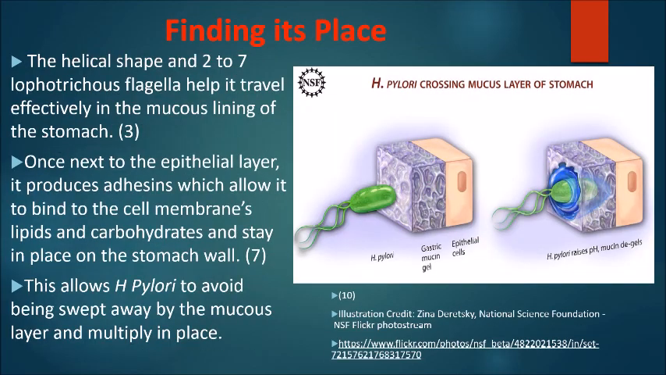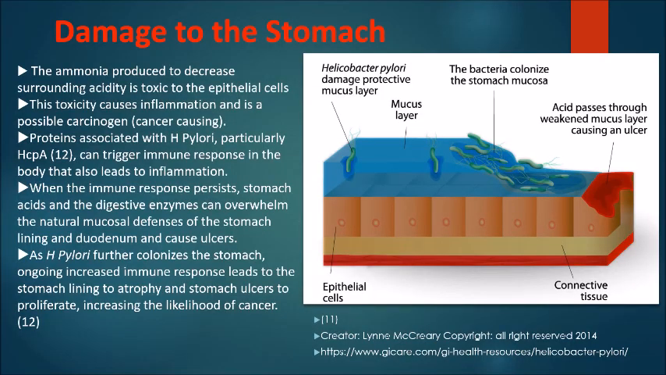It uses its helical shape and flagella to burrow into the mucus lining of the stomach. So it gets through the mucus and up to the epithelial layer. Once it's in the epithelial layer, it produces adhesins, which allow it to stick there and not get washed away. Once it is up against the stomach wall, it stays there and produces ammonia, which decreases acidity. The ammonia allows it to stay there, but the ammonia also is toxic to the epithelial layer, so it ruins this stomach lining. It creates an immune response, more acids, so basically it sits there against your stomach wall, and then your stomach acid ruins your stomach lining, creating ulcers.